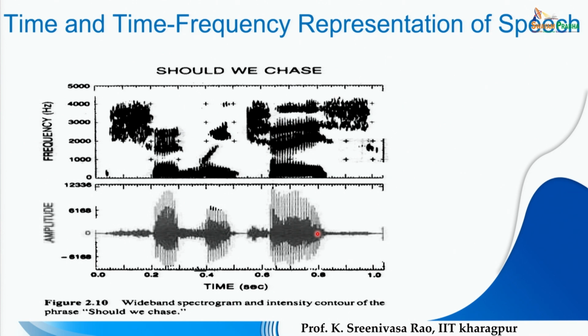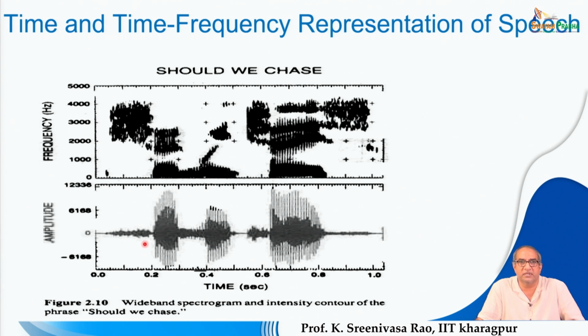In the last class, we discussed the time and time-frequency representation of speech for a given utterance. In this figure, the speech corresponds to the sentence "should we chase", and there are two subplots. The bottom plot is the time domain signal of the speech, and the top one is the corresponding spectrogram. This is a 1 second speech signal corresponding to a phrase of 3 words, "should we chase".